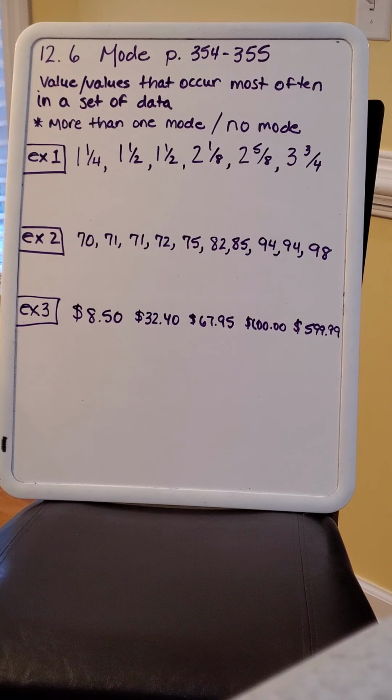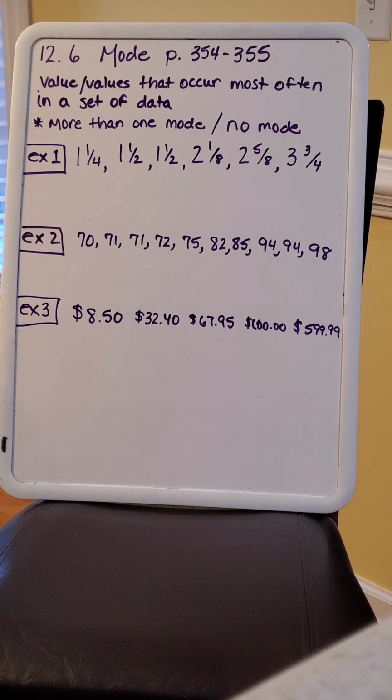12.6 is mode. This is on page 354, 355. This is one of those lessons where it's fairly easy. We don't have too many of these, but I think you'll like this one. It doesn't require any calculations at all. It just requires that you pay close attention to your data set, make good observations, and then write your answer.